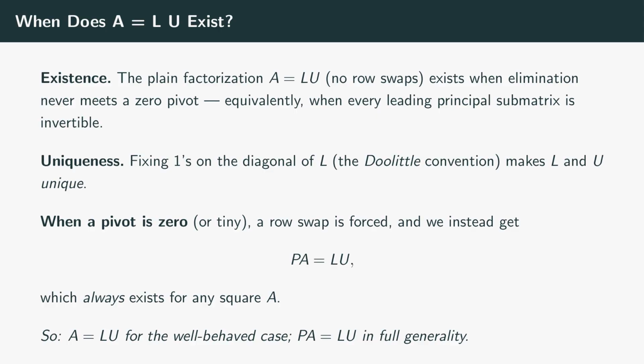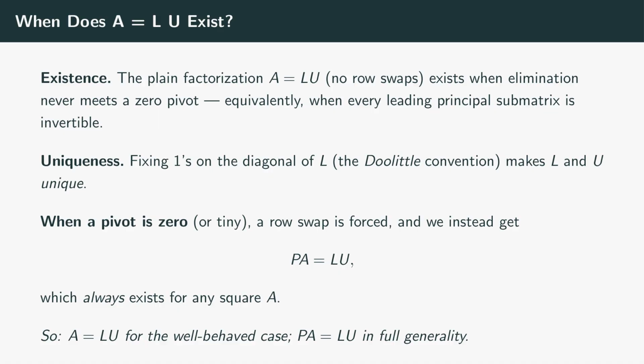A natural question: does every matrix factor as L times U? Not quite, and it is worth knowing when it does. The plain factorization, with no row swaps, exists as long as elimination never runs into a zero pivot. There is a precise way to say this. Every leading block in the top left corner must be invertible, but the practical version is simply, if the pivots come out non-zero, you get a clean L times U.